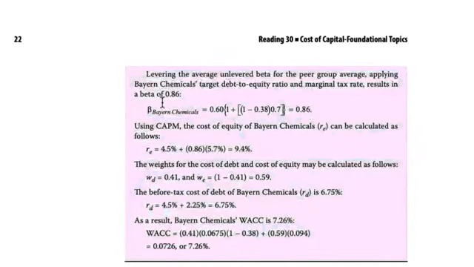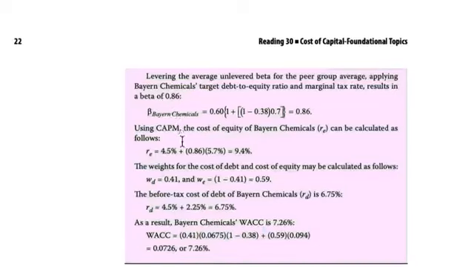This gives us our beta. We have our risk-free rate, we have our beta, we have our equity risk premium. That is our next step. There's our risk-free rate, there's the beta we just calculated, there's the equity risk premium, there's our cost of equity.